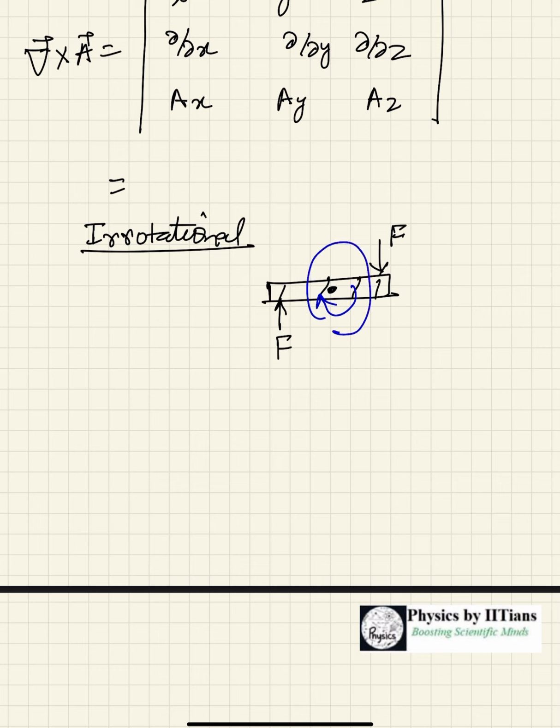So that means this rod is having a tendency to rotate around. Then what will be the meaning of irrotational? Irrotational means something that is not possible to rotate and something that is not rotating.